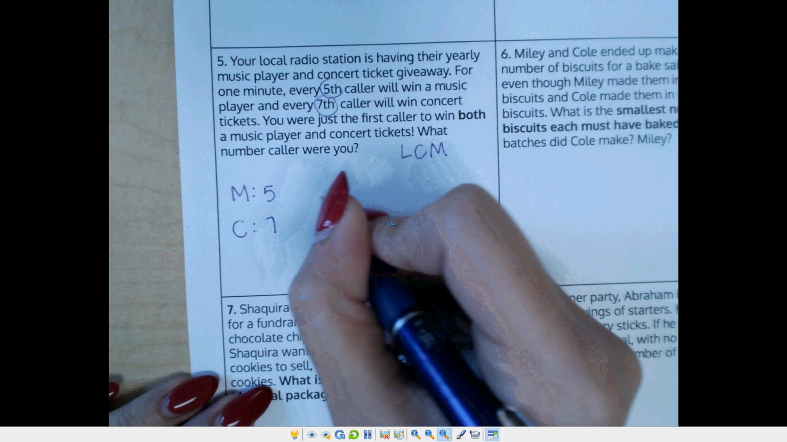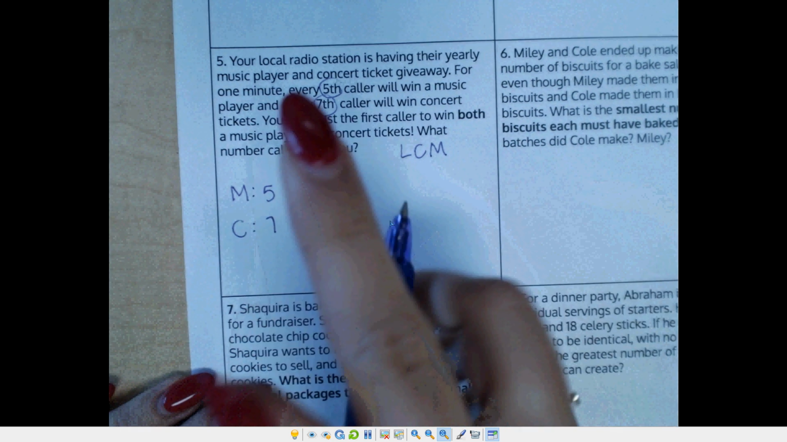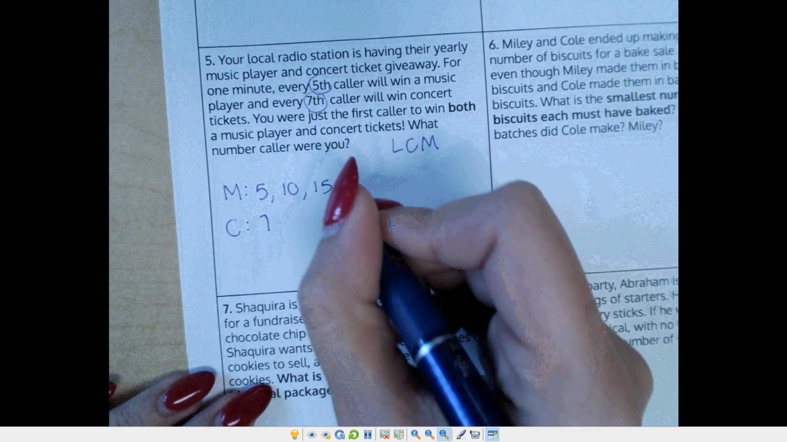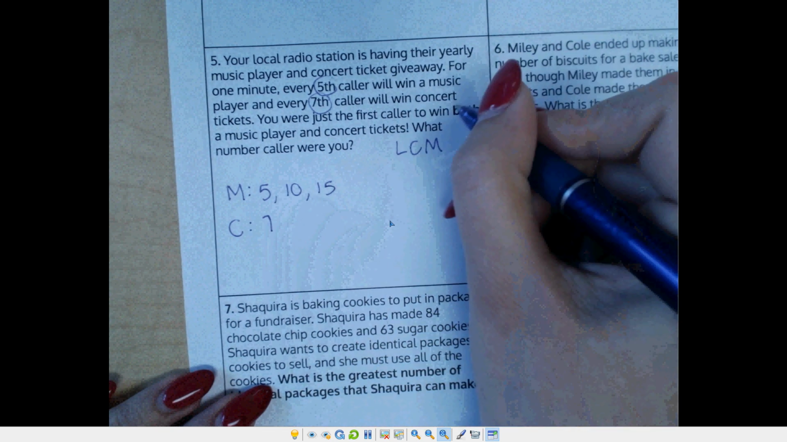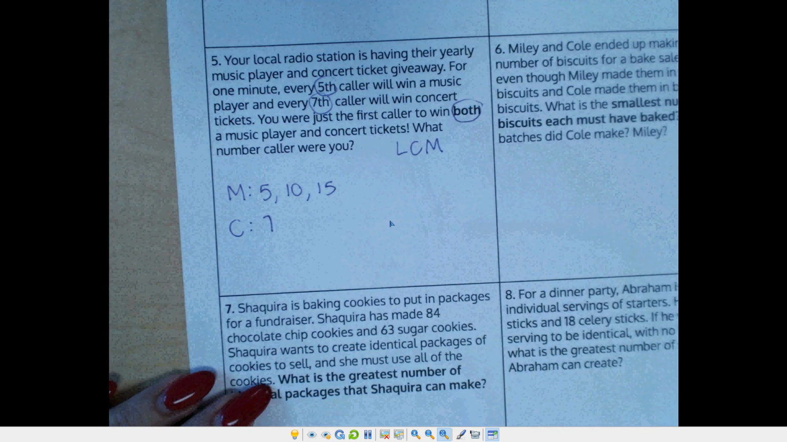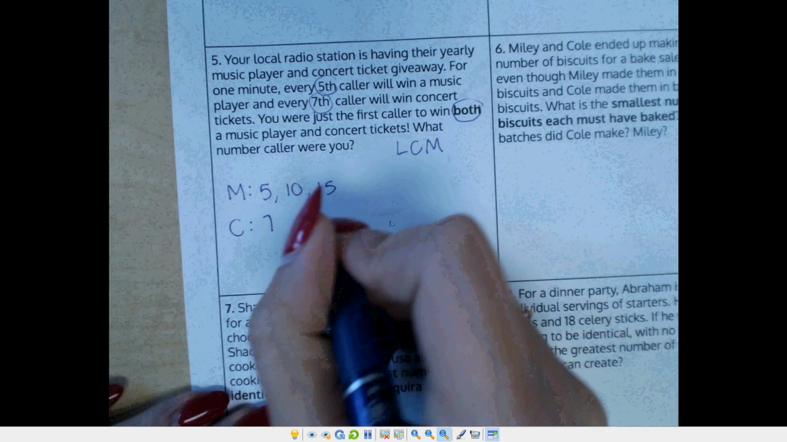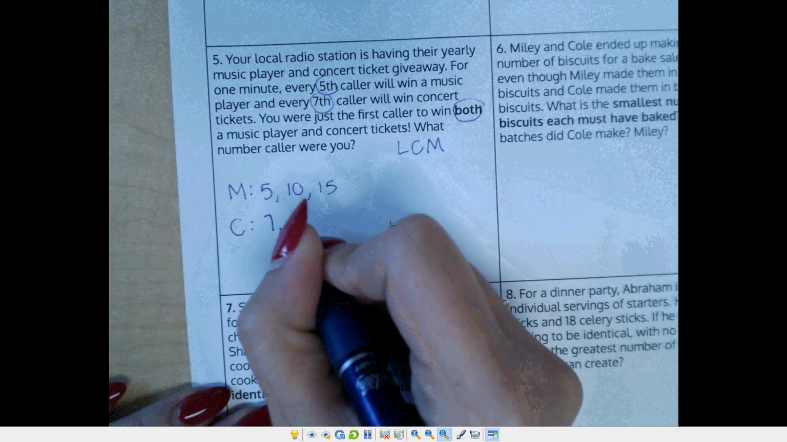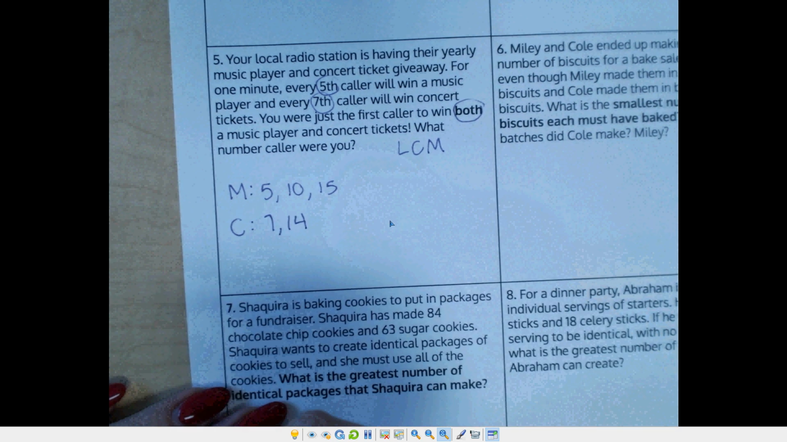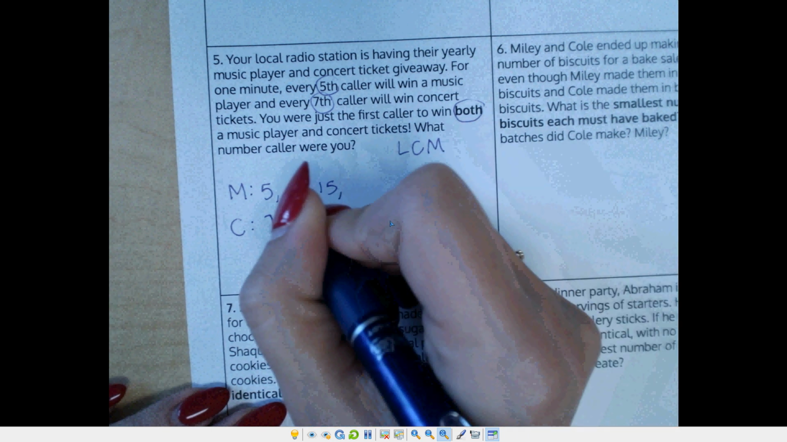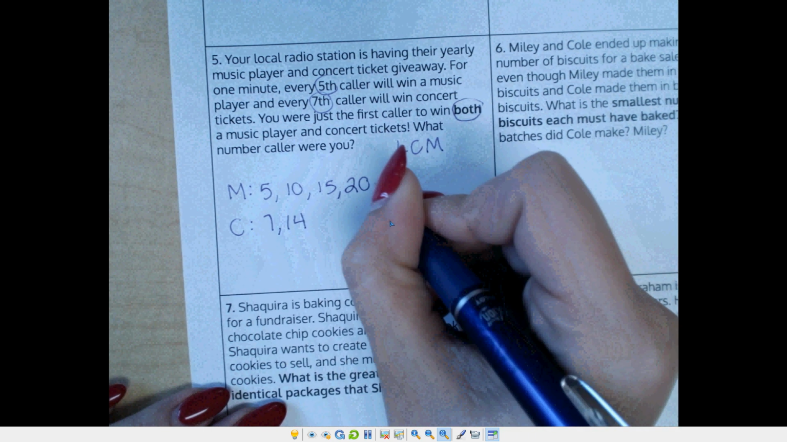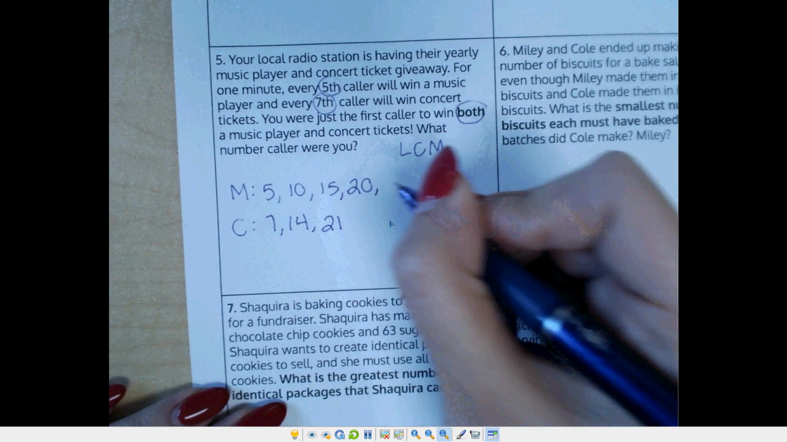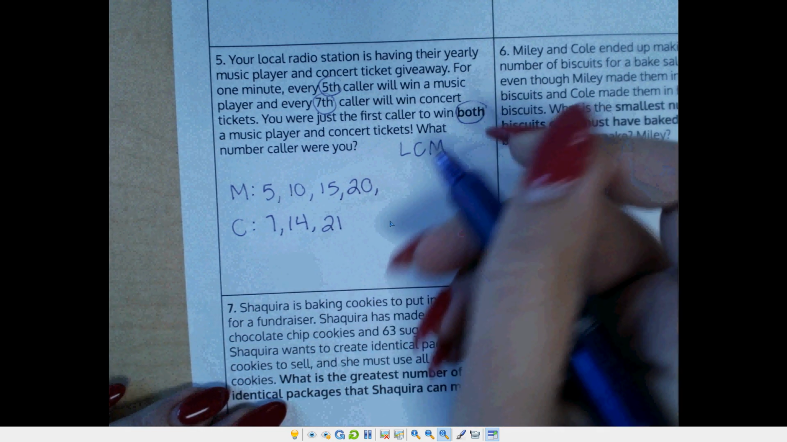So I'm going to list out their multiples to see, okay, here's the 5th caller, then the 10th caller, then the 15th, but I want them to happen at the same time because you win both of them, okay? So I have 5, 10, 15. I'm going to catch up with my 7. So 7, 14, okay? I can go back up here. 5, 10, 15, 20. 7 times 3 would be 21. Keep going because they don't match yet.